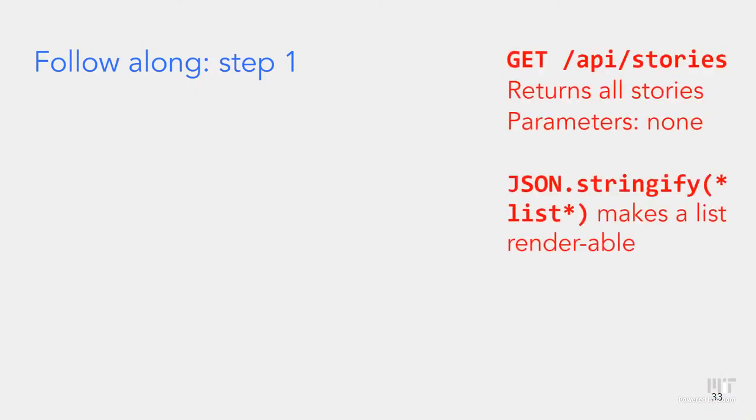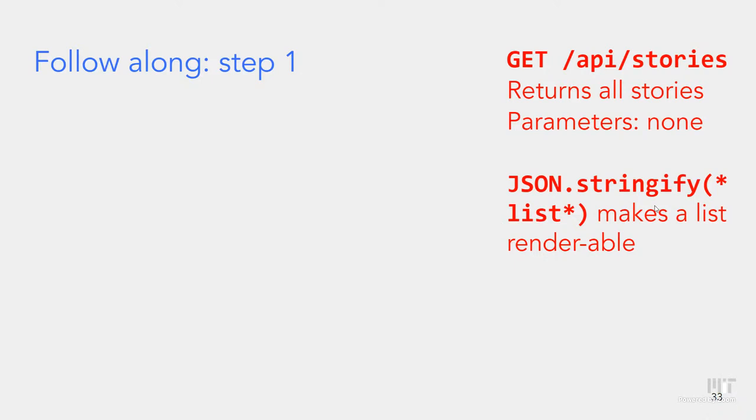And this is where we'll be getting stories on the front end. So we'll actually be making a GET request to get all of our stories. And so our endpoint is /api/stories, and it returns all of the stories, and there's no parameters that you need to provide for it.